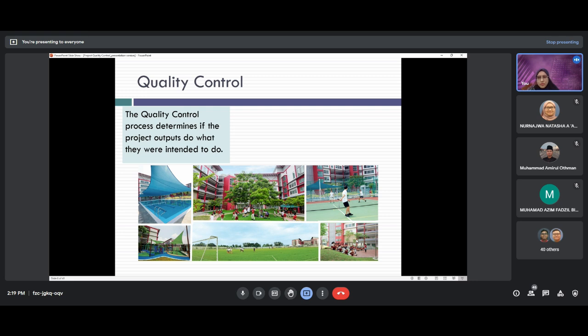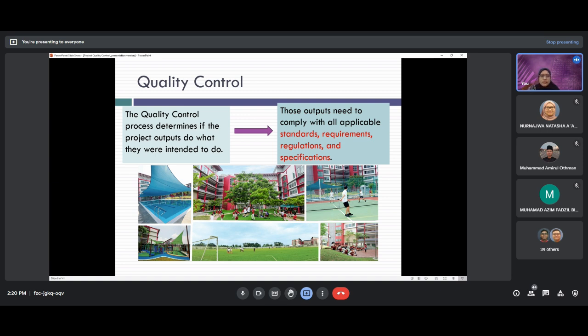So the quality control process helps to determine the project output. The project output means all these deliverables do what they were intended to do. So having a quality control process will help you make sure that the client will get all these requirements that he has already stated in the contract document, right? And in order to do this, all this output needs to comply with the standards, requirements, regulations, and specifications.